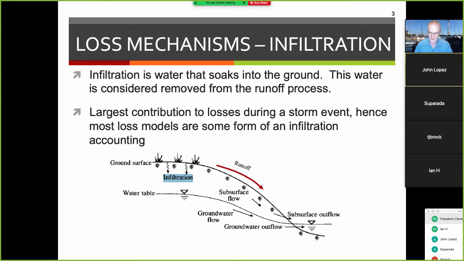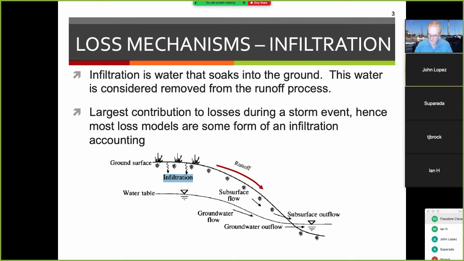So in event-based hydrology, where we're interested in behavior of particular events, and by event, over a 3 or 4 day period, infiltration is by far the biggest loss component. It's certainly bigger than evapotranspiration by far, and if there's plant uptake, it has to infiltrate to get to the root zone anyway. So it's a fairly important mechanism.